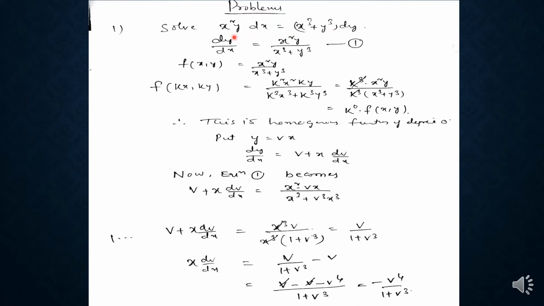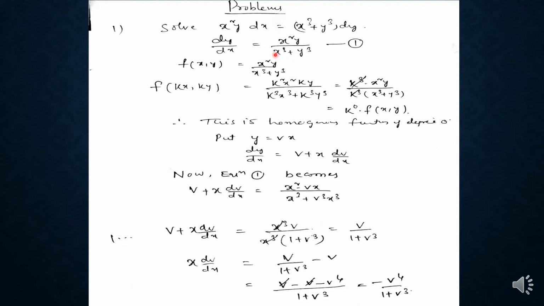So this is not in the form of M dx plus N dy. Dou M by dou y is not equal to dou N by dou x. So write it in dy by dx. dy by dx is equal to x square y by x cube plus y cube.